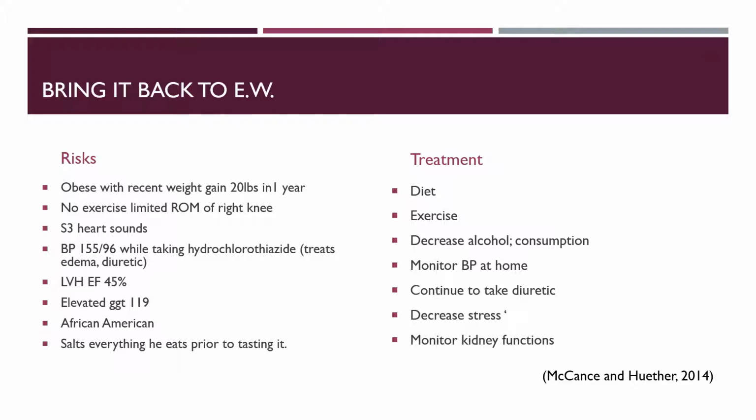So when we think about treatment, we would like to do some of the modifiable behaviors first. EW can modify his diet. The best way to modify your diet is to decrease sodium intake. This can be done by following the DASH diet. EW should exercise daily, decrease alcohol consumption, monitor his blood pressure at home, continue to take the diuretic, decrease stress, and then monitor kidney functions.